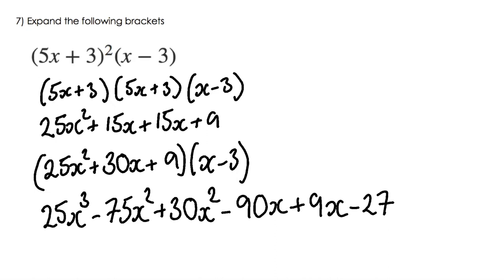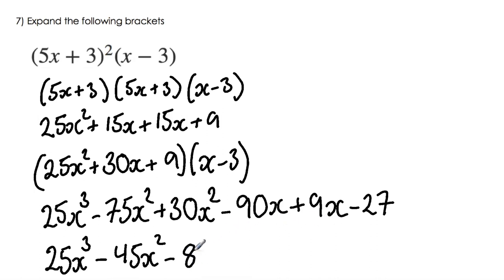I'm now going to simplify it by collecting like-for-like terms. We have 25x cubed, so 25x cubed goes over here. Minus 75x squared plus 30x squared gives us minus 45x squared. Minus 90x plus 9x gives us minus 81x. And finally, minus 27 goes over here. So that's your final answer.